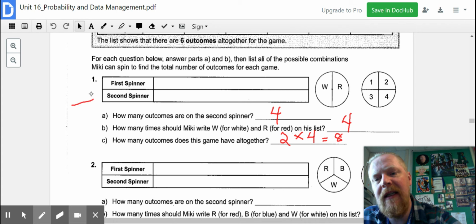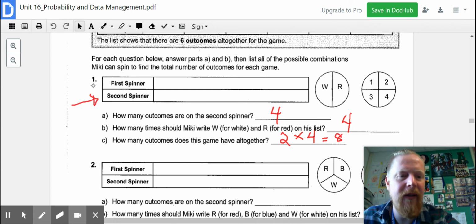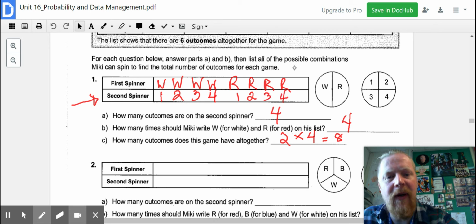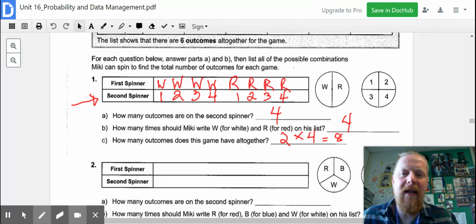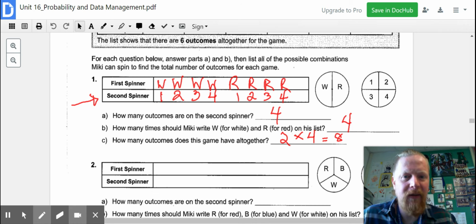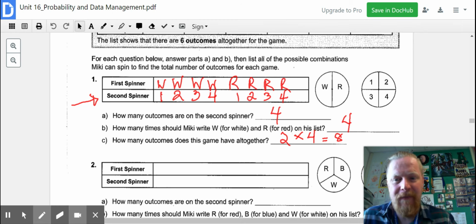Now this here is the T-chart. When it asks you to make a T-chart, they're looking for something like this. So first spinner, I've got to do each of these outcomes 4 times. And the reason I'm doing these 4 times is because there's 4 different outcomes for the second spinner. So my possibilities then are white and 1, white and 2, white and 3, and so on, all the way through the list. There's a total of 8 different outcomes.